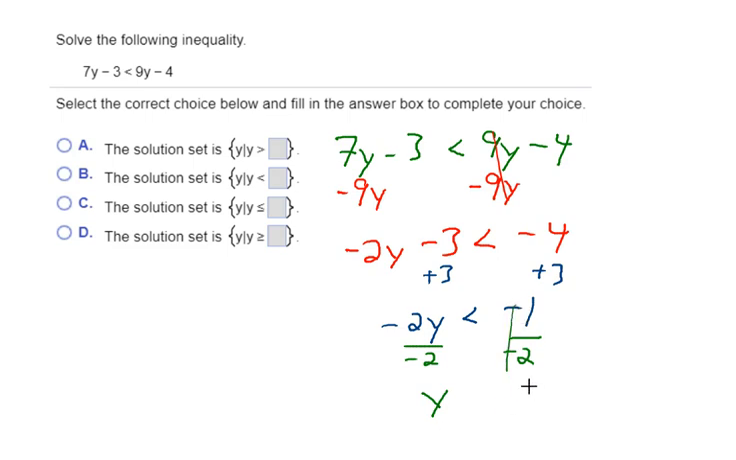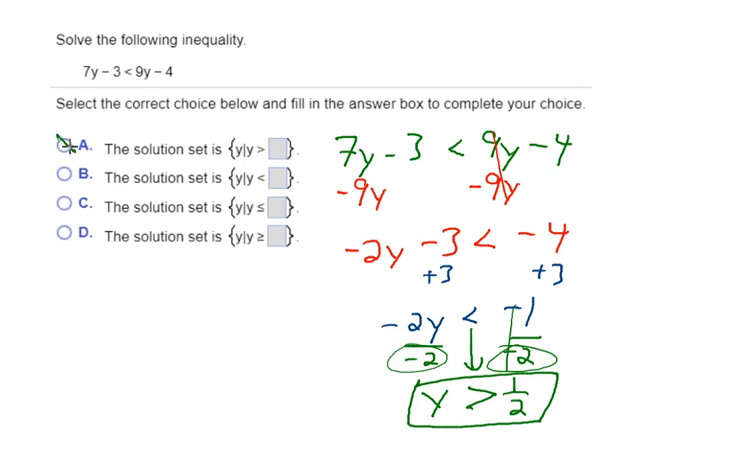The negatives will cancel out, so I'll get positive 1/2 on the right-hand side. But what I should get as my symbol here in the middle is a greater than symbol. If you divide by a negative on both sides, you have to flip the symbol around the other way. And so this is the correct answer. Happens to be option A again. That isn't always going to be the case, so don't just assume it's always A. Just coincidentally happened to be A for us both of these times.